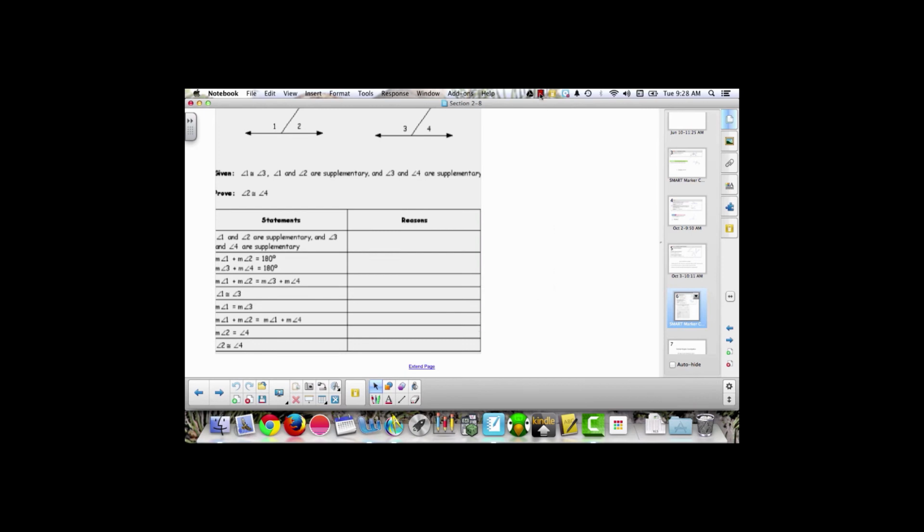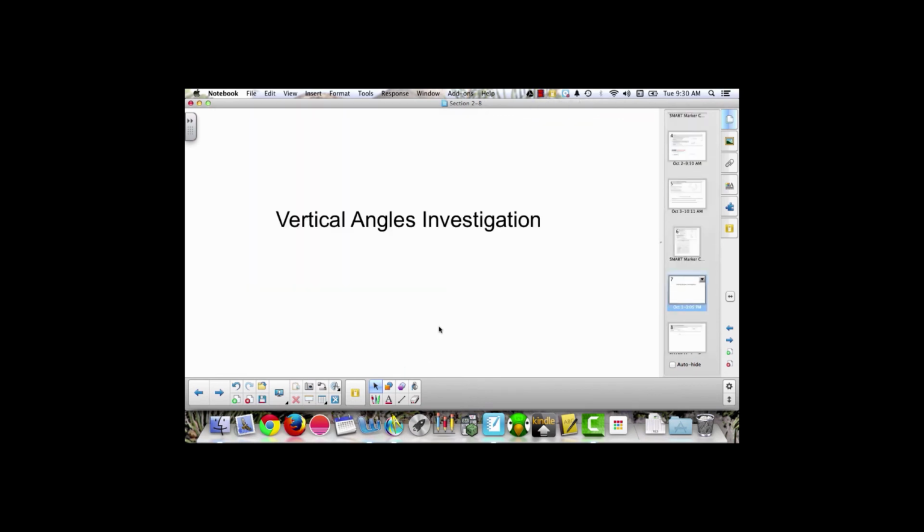Pause the recording and finish this proof now. Alright, we have one more activity. Go ahead and click on this link right here to open up a Word document with the instructions for the activity. Do this activity in Geometry Sketchpad. Go ahead, pause the recording, and start this investigation now.